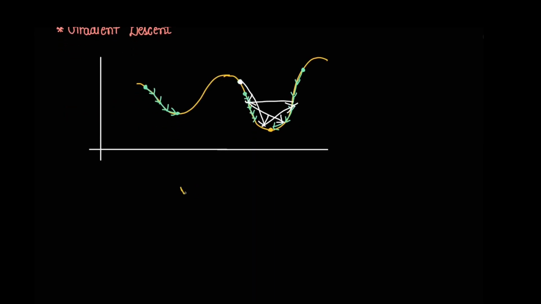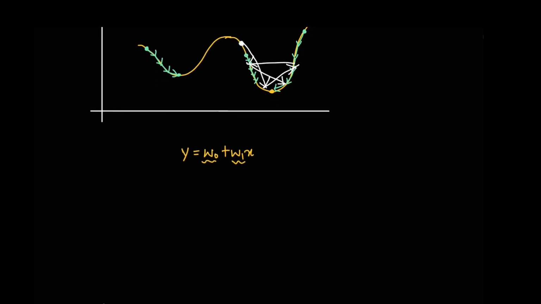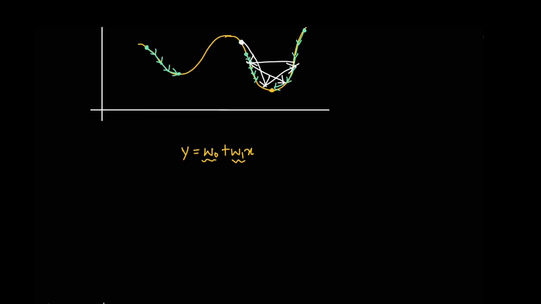So suppose we have a very simple equation y is equal to w naught plus w1x. Now we initialize w naught and w1 with some random values. Now how do we start to update it with each data point? So after one data point has passed, w naught is updated as w naught minus learning rate times the partial derivative of the loss function with respect to w naught. Now this is exactly what we call the gradient with respect to w naught.